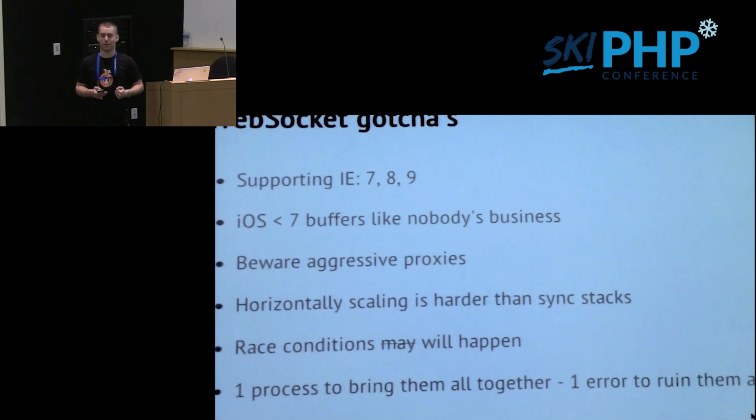Race conditions will happen. This is asynchronous code, which means I/O will happen when it happens. It is outside of your control, and you have to use a defensive coding style to make sure that your script doesn't crash. And again, one process to bring them all together, one error to ruin them all. If you go to a website and you have a PHP seg fault, that one user who went to that site who caused the fault gets a 500 error. If you have a running script, and this is in any language, and one user does something that makes it crash, everyone crashes. Everyone's disconnected. That's the end of it. So again, defensive coding is very important.